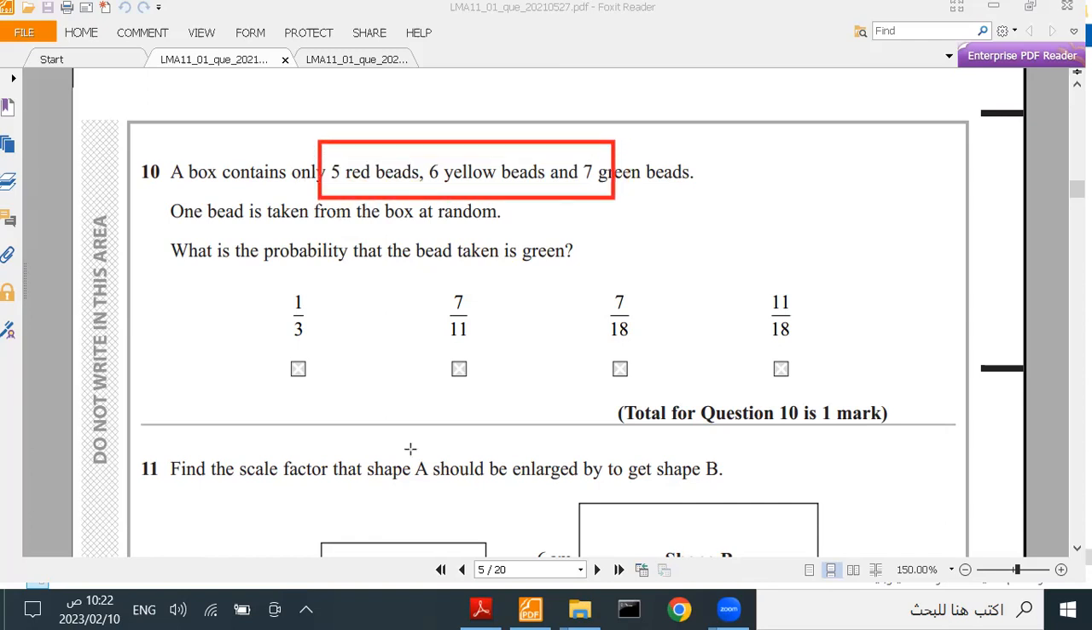Yeah, good. I add them together and get 18. All the beads: how many? 18. Good. So the box has 18 beads in total. Now I need the green ones. How many are green?